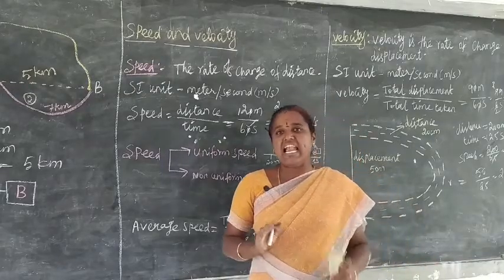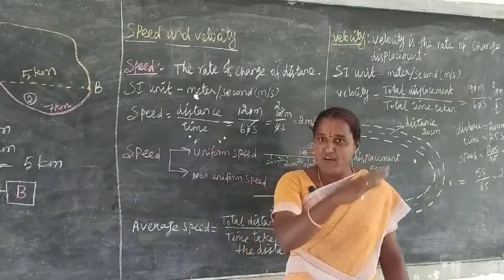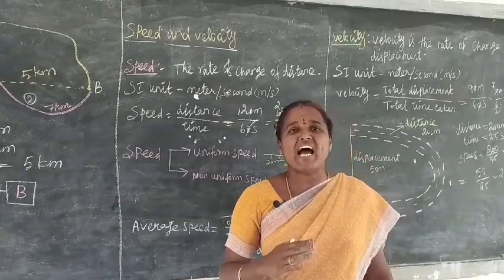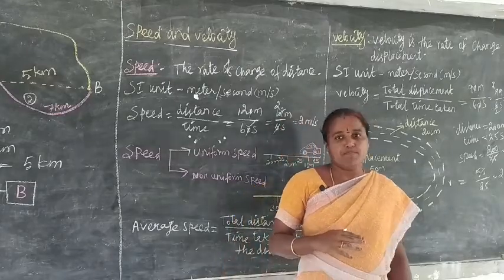For example, light travels through vacuum. Second one, rotational speed of earth.